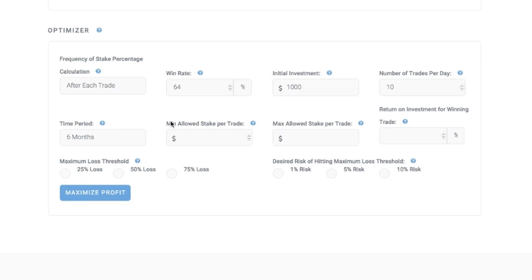This is not something you decide. The minimum allowed stake per trade is based on what your broker says is the minimum allowed stake per trade. So for example, if you're using Boss Capital, that would be $10. Now they may have different levels, but for the basic account level, the minimum is $10. So I'm going to go ahead and put that in.